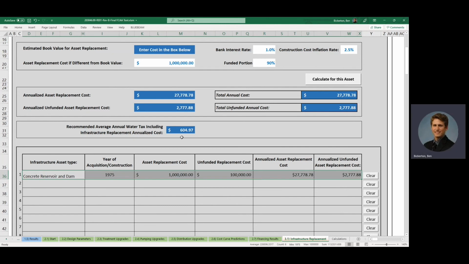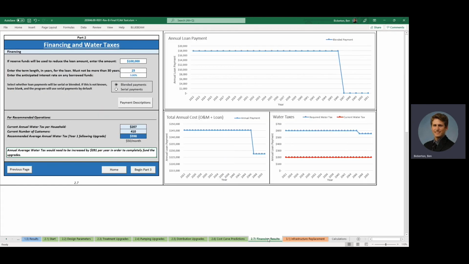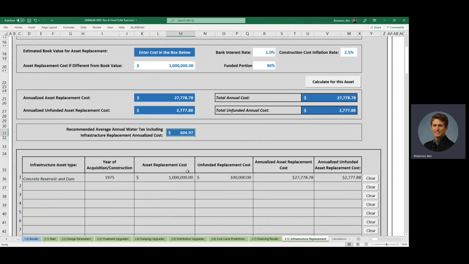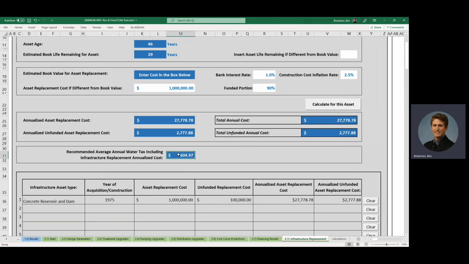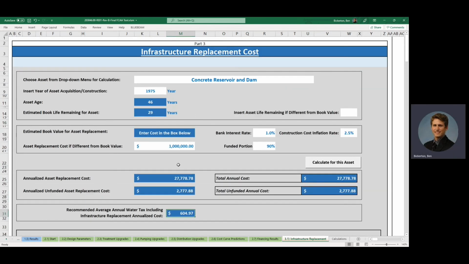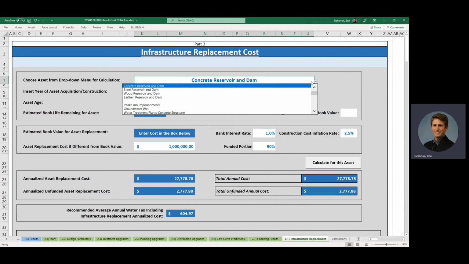And there's also a recommended average annual water tax, which includes both the previous annual average water tax for the existing O&M plus proposed upgrades to the system, and the infrastructure replacement annualized cost. So if we go back to 2.7 financing results, the recommended average annual water tax was going to be $598. When we add in the annualized cost of the dam replacement, that's up to $605. So we go back up to the top to put in more assets.